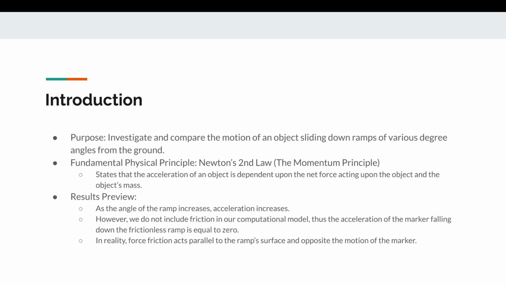However, we do not include friction in our computational model, thus the acceleration of the marker falling down the frictionless ramp is equal to 0. In reality, friction force acts parallel to the ramp surface in the opposite direction of the motion of the marker.